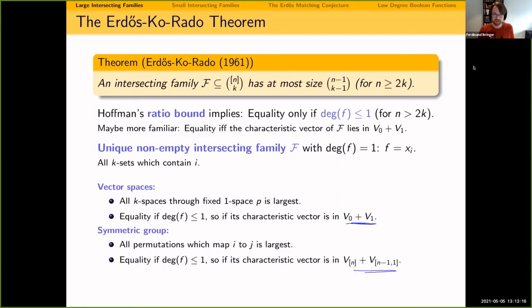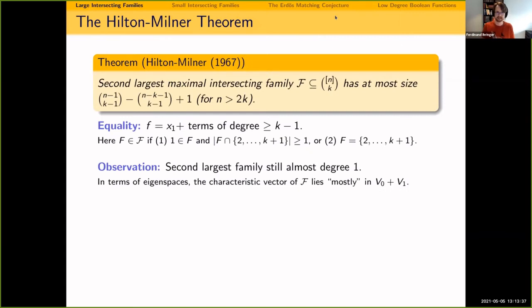Good. Now, first I want to start, if you read my titles, with large intersecting families, not only the largest, then I want to go to very small intersecting families, and then I want to leave intersecting families for other topics. So on our way to small intersecting families, the next largest intersecting families are due to Hilton and Milner, and they have size at most this particular size. The particular size is not important.